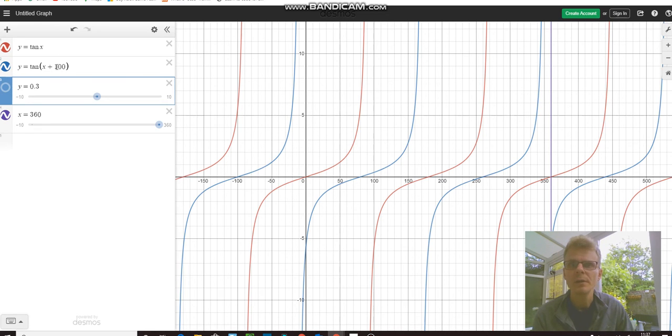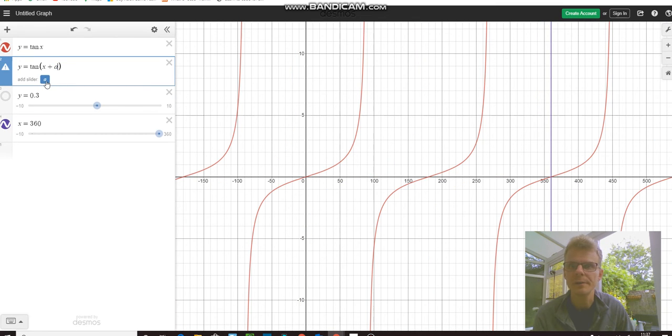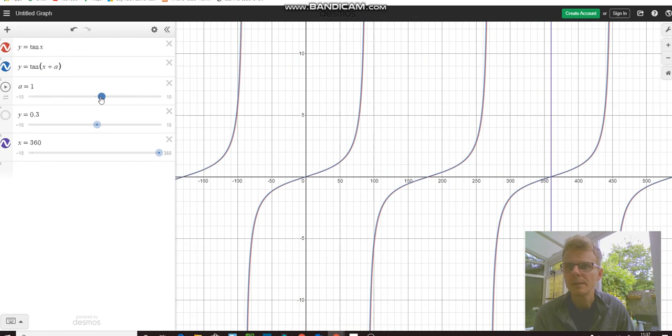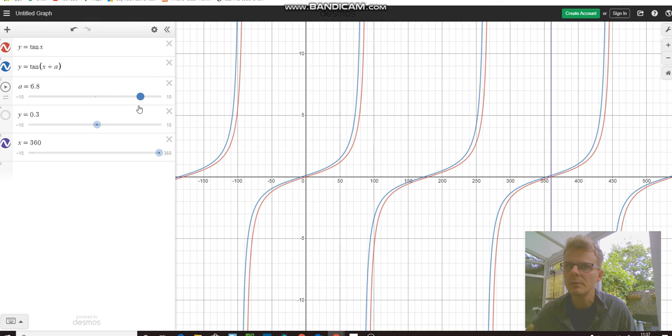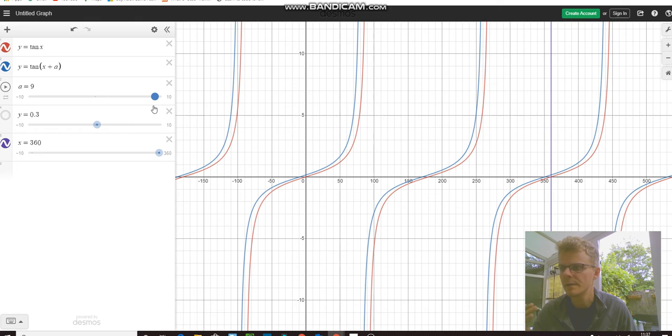So I'm just going to change this to tan of x plus a and pop a slider in here. So let's see what happens then. They're on top of each other at the moment because you can't really distinguish with the value of 1. Let's make it 0, so they are exactly on top of each other. So as a becomes more positive, what happens? Let's have a look. The blue graph starts moving to the left.